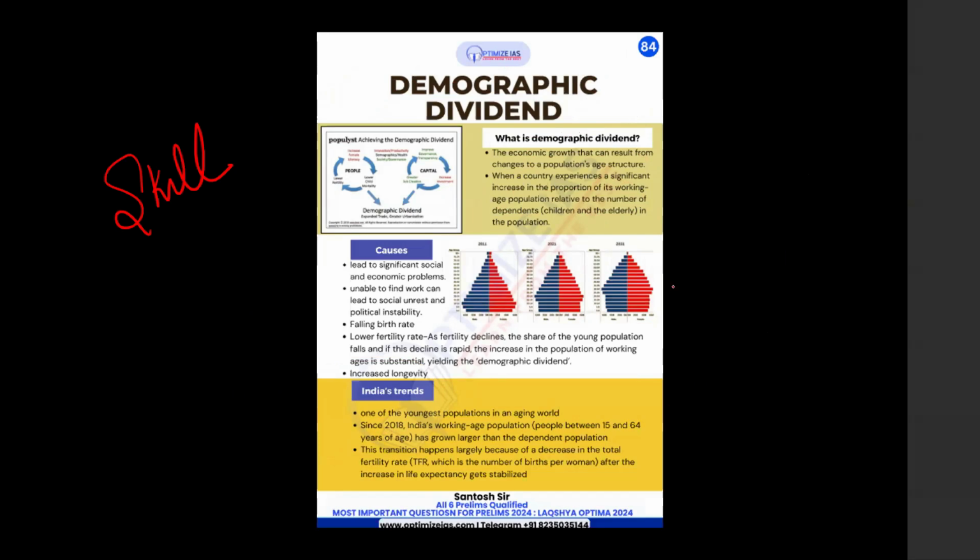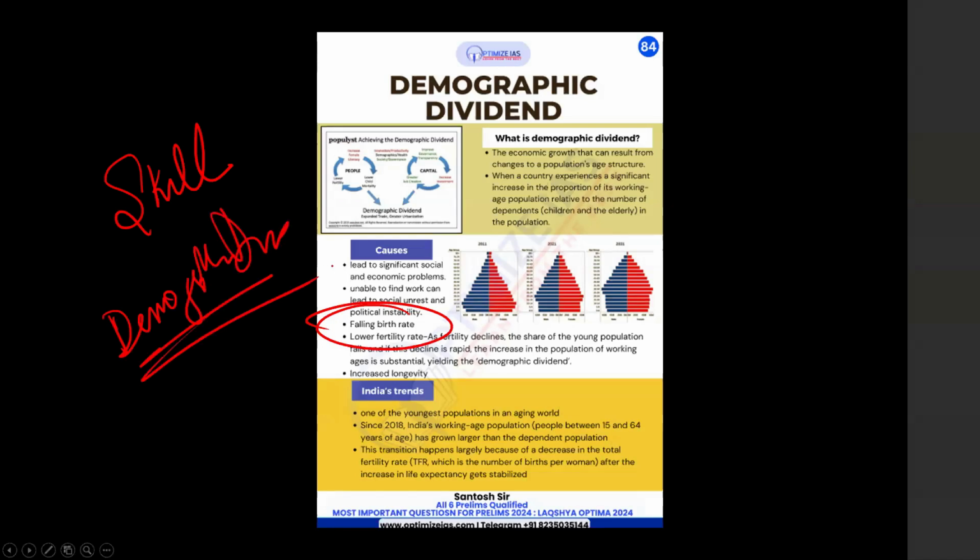Okay. Another concept which is there in news is falling fertility rate. Guys, fertility rate is falling. That is again a sign of demographic dividend. But it should not fall very low, like what is happening in China.